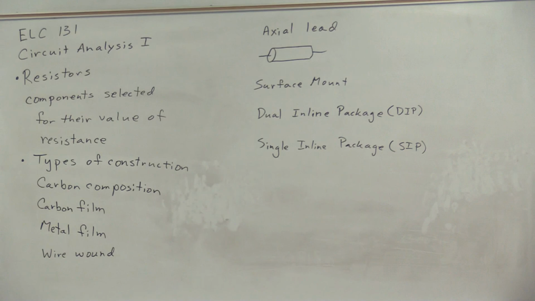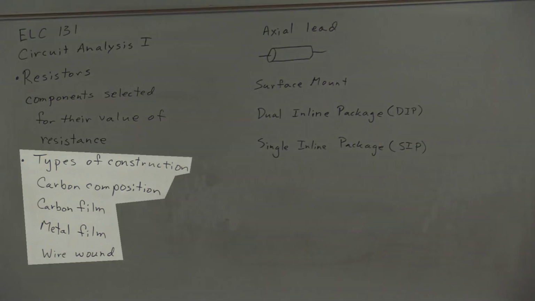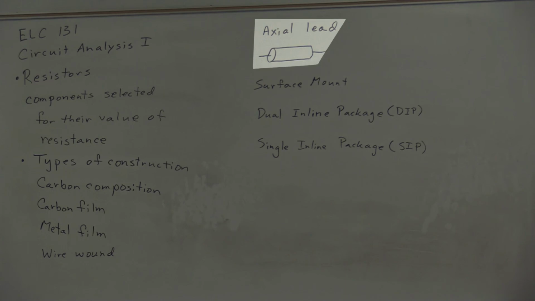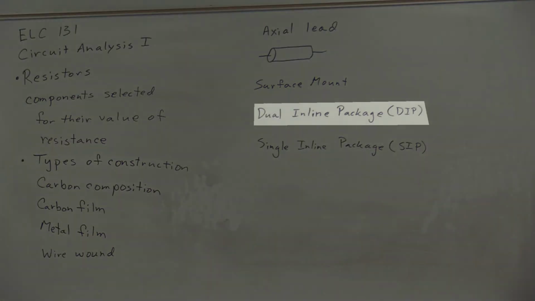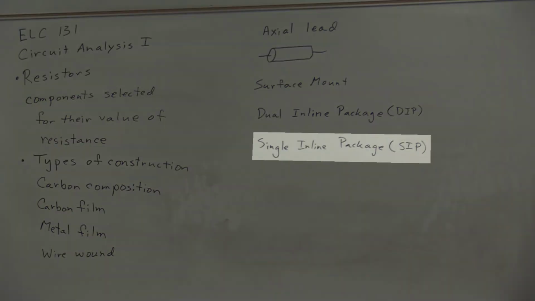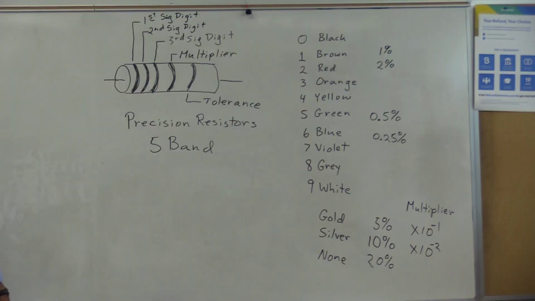So again, resistors are constructed either with carbon composition, carbon film, metal film, or wire wound resistors. They can come in configurations that are called axial leads, surface mount resistors, dual inline package resistors, and single inline packages. And we use a set of colored bands to denote the value and tolerance of axial lead resistors.